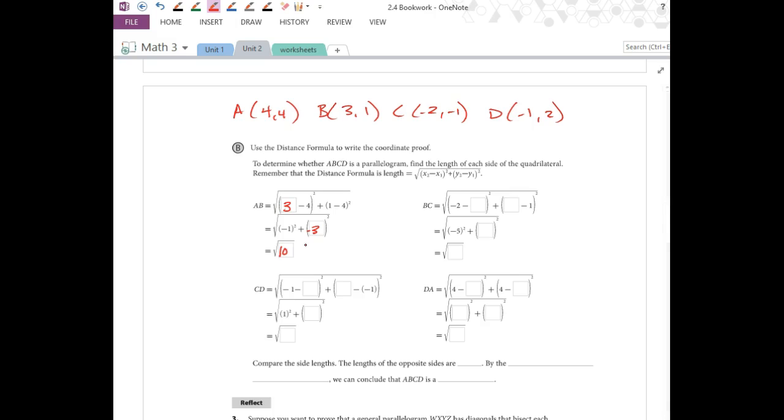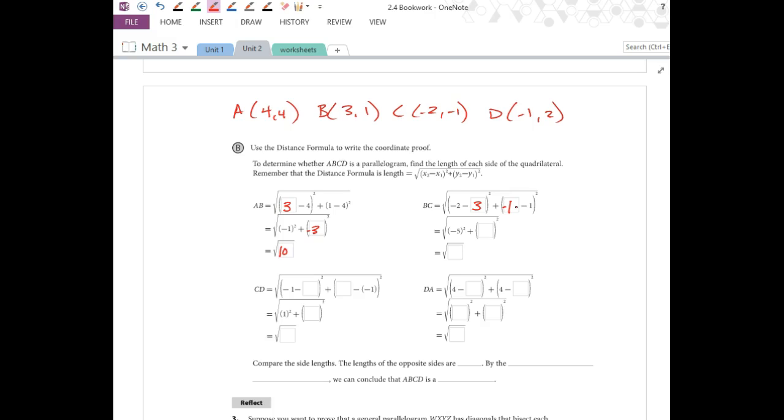Now we're looking at BC. What's the first square from BC? So it starts with -2 minus 3. So remember, you're doing the difference of the x's, and then the difference of the y's. What goes in the next one? -1. Is everybody seeing where I'm getting those numbers from? Do you see that I'm looking at the ordered pairs? So for B, the x value is 3, y is 1. For C, the x value is -2, the y is -1.